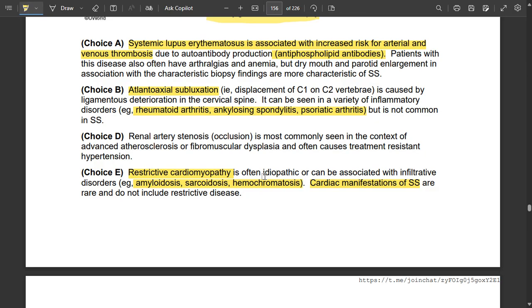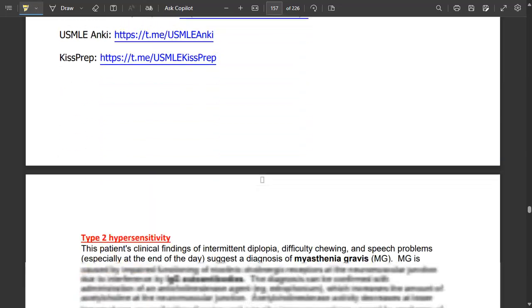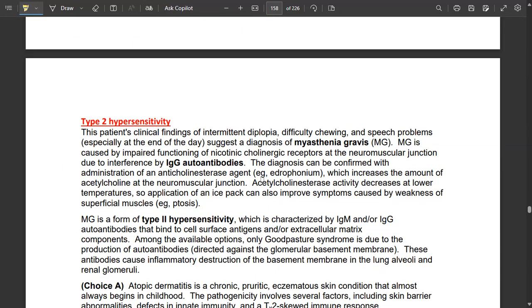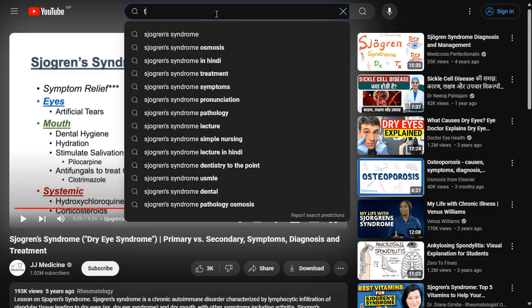Sometimes interstitial lung disease can occur. Okay. Now let's talk about type 2 hypersensitivity. Type 2.